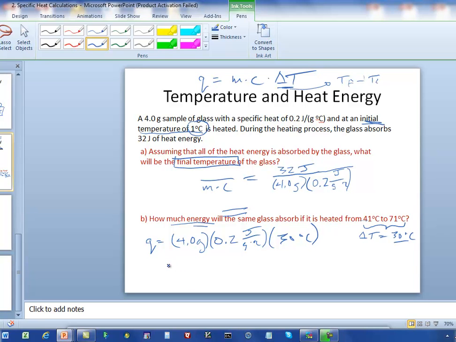So this one's really straightforward, right? This one's no problem at all. And then if we go ahead and multiply these numbers, 4 times 0.2 times 30, you should get 24 joules, because the grams cancel with grams down here, Celsius cancels with Celsius here, and we're left with joules. And so the final answer is 24 joules.